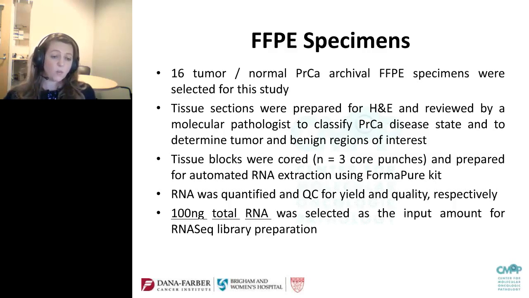Once this was done, the tissue blocks were cored. We used core punches of 1.2 millimeter diameter. We took 3 core punches from each of the regions of interest, and from those, we automated the extraction of the RNA using a FormaPure kit, quantified and QC'd the RNA for yield and quality respectively, and used 100 nanograms of total RNA as the input for our RNA-Seq library preparation.